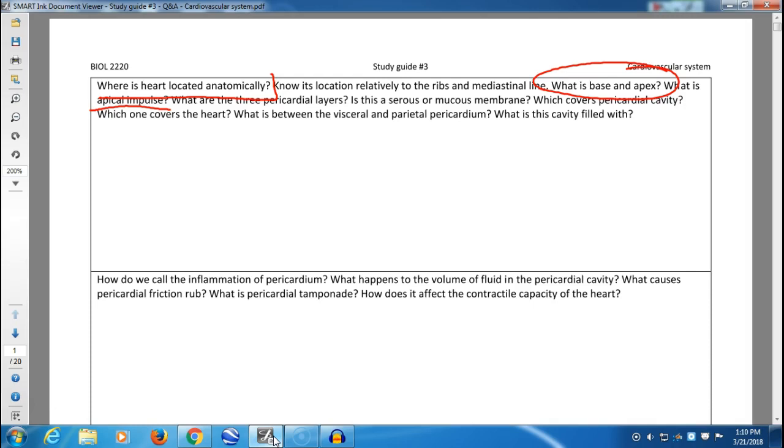Pericardial layers. Know the difference between the fibrous pericardium, parietal pericardium, visceral pericardium, okay? Know which two are separated by the cavity, okay? So parietal pericardium covers the cavity, visceral pericardium covers the heart, right? And between them there is a space filled with fluid. Okay? Good? So far. So I will kind of clear it up out of the way.